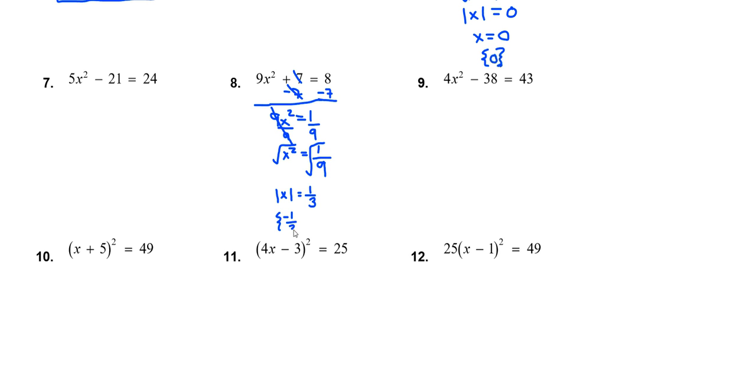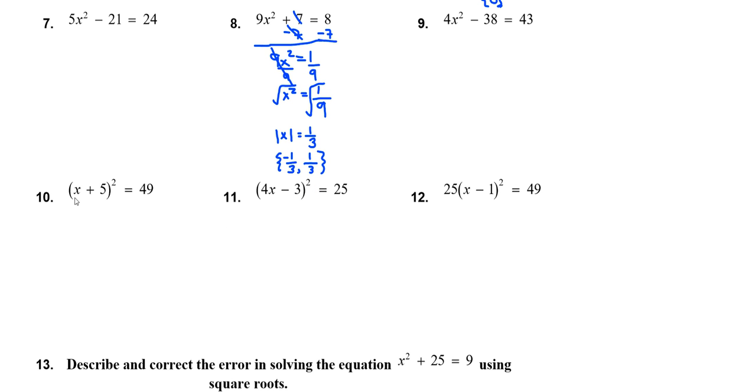All right, number 10. On this one, it's the quantity squared by itself right away, so I'm going to take the square root to start. I get the absolute value of x plus 5 equals the square root of 49, which is 7. To solve this, I'd say x plus 5 equals negative 7, or x plus 5 equals positive 7. Subtract 5 from both sides, you get negative 12. Subtract 5 from both sides on this one, you get out a 2. So negative 12 or 2 are my solutions.